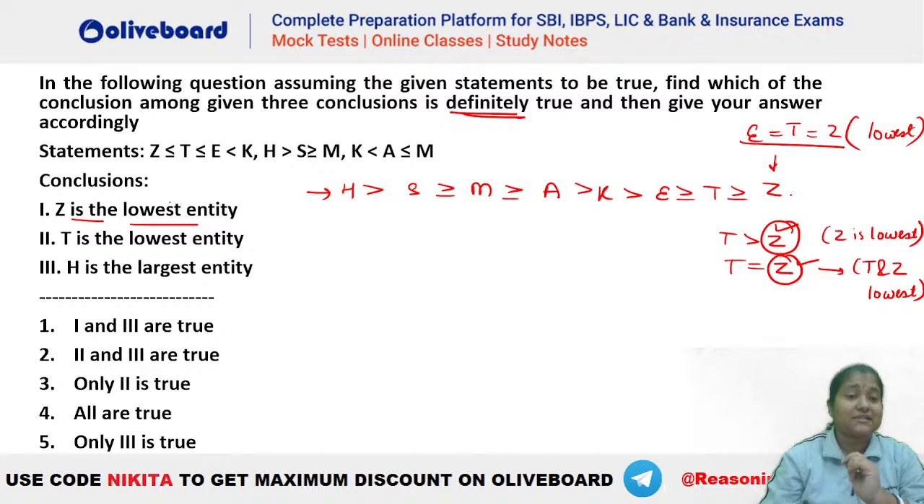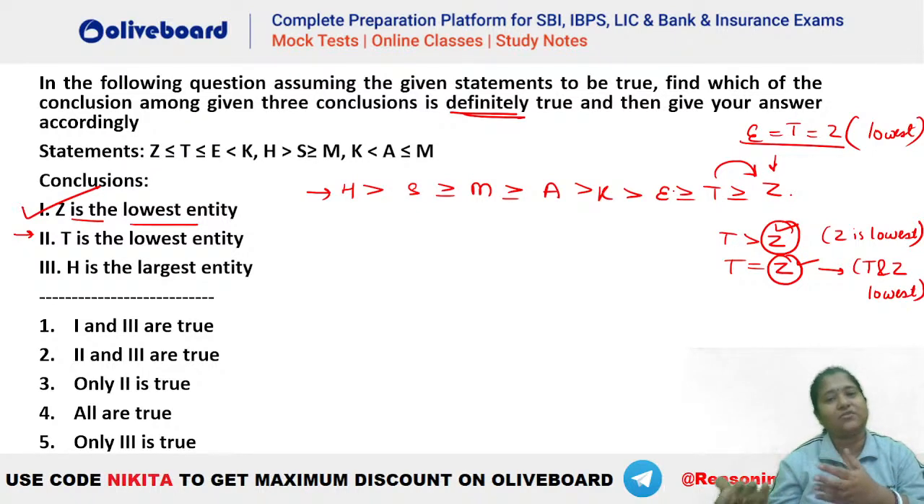Isn't it? So you can see Z is the lowest entity, absolutely right. But what about the second one? T is the lowest entity. Now this is a possibility, not a definite one, because you can see T can be greater than Z as well, isn't it? T is equal to Z. If T is equal to Z, then T is also the lowest. But T can be greater also. If it is greater, that means it is not the lowest, isn't it? So there is a possibility in the case of T. So that means this is not definite.